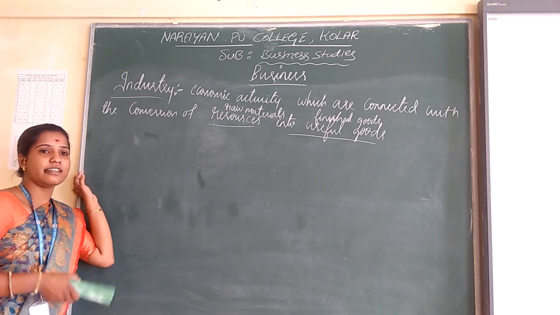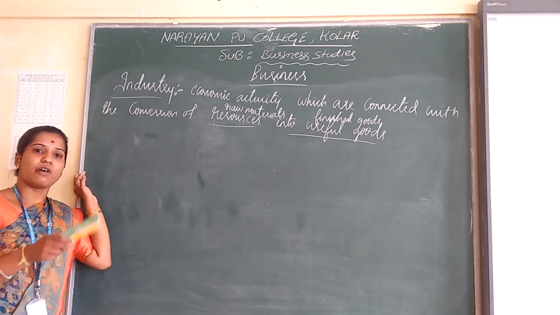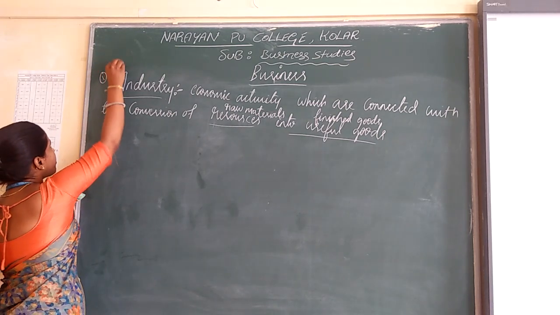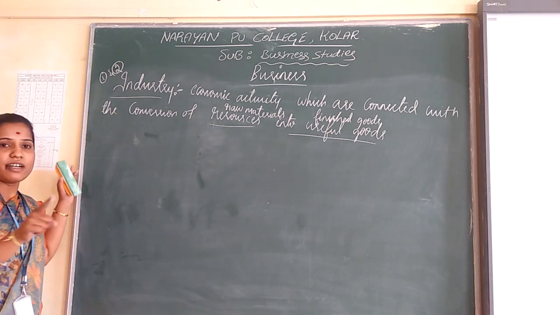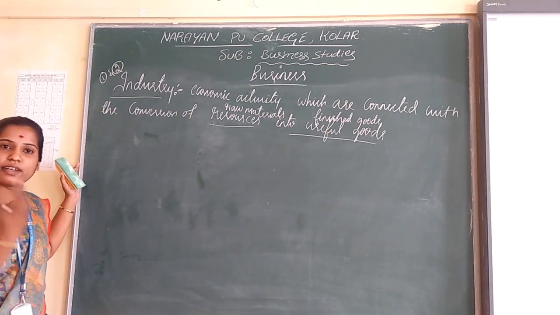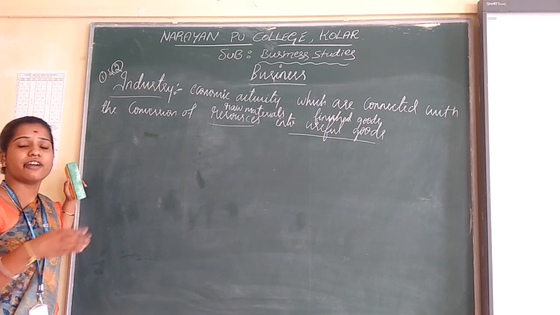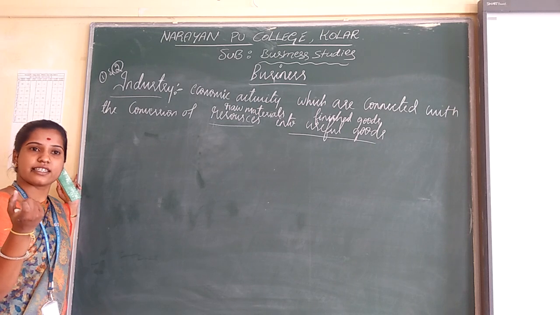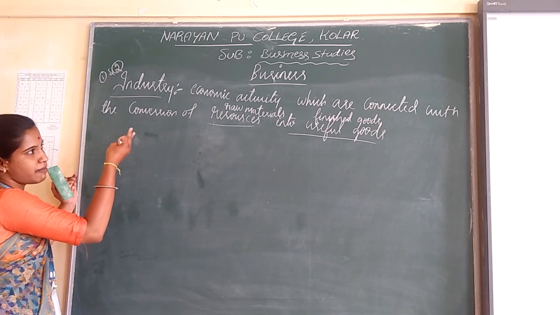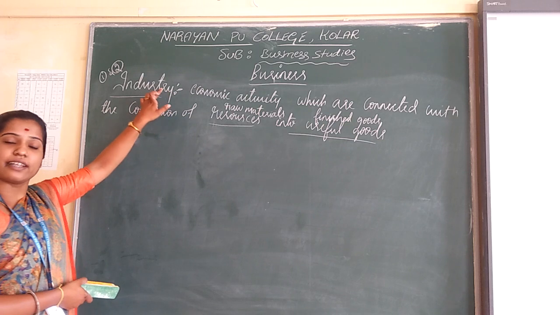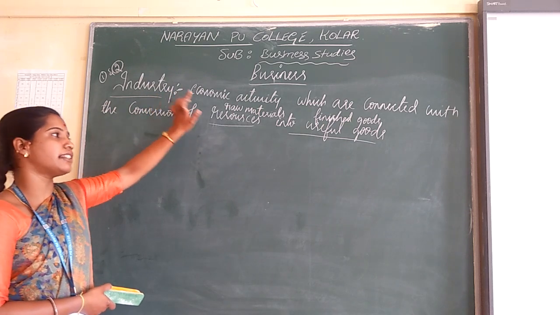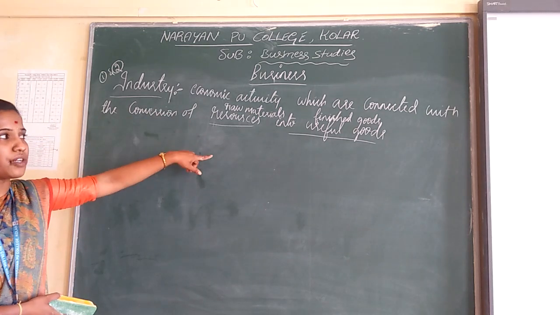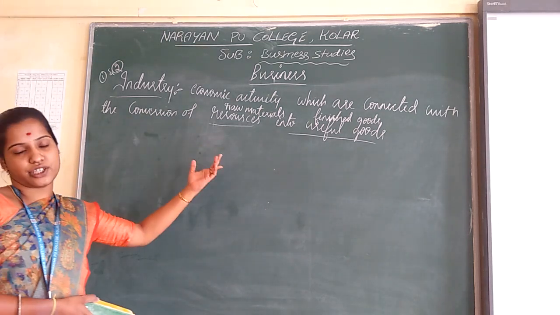They may ask in a 1 mark or 2 mark question, what is industry? For a 1 mark question, if they ask you to state any one example of industry, you have to give cotton industry or electric industry. And for the next one, what is industry, you have to write this meaning: industry is an economic activity which is connected with the conversion of raw materials or resources into useful goods or finished goods.